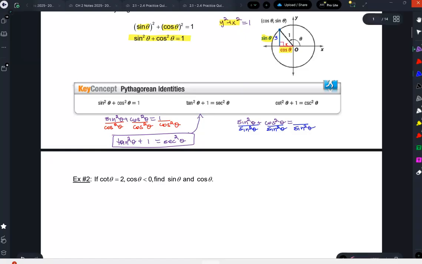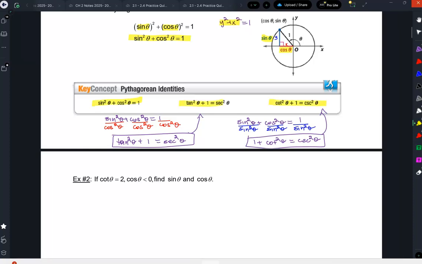Right? So now, sine squared divided by sine squared is 1, plus cosine over sine is cotangent. But when they're squared, it's cotangent squared theta equals 1 over sine, which is cosecant, so this is cosecant squared theta. And oh my God, that's the other one. So we have 3 Pythagorean identities.